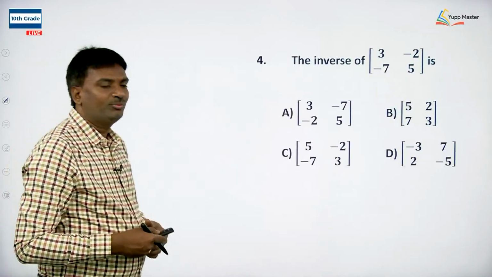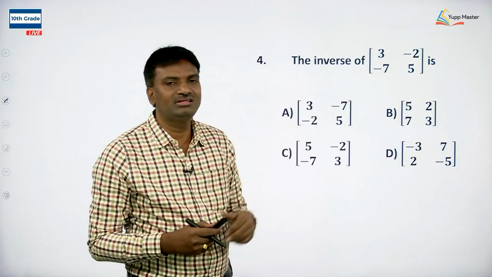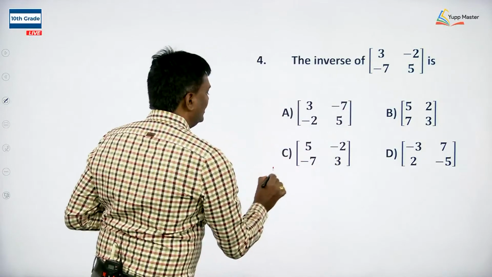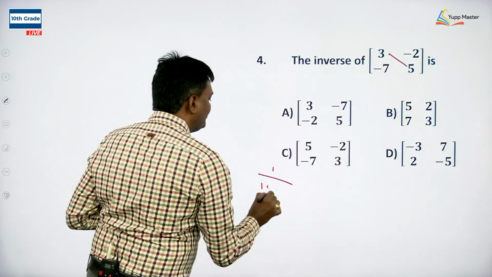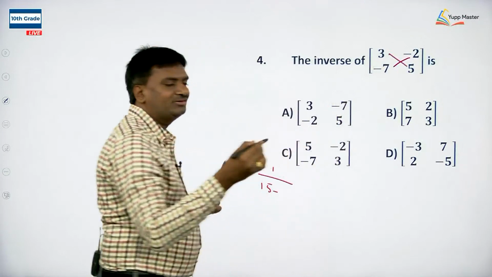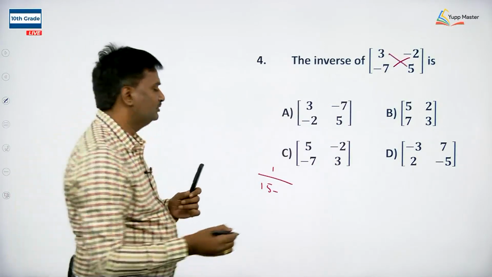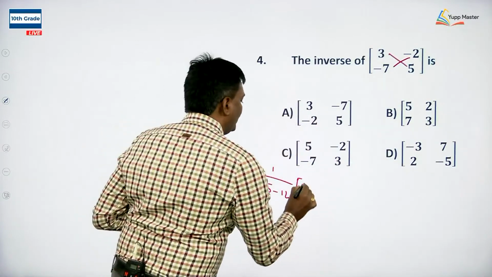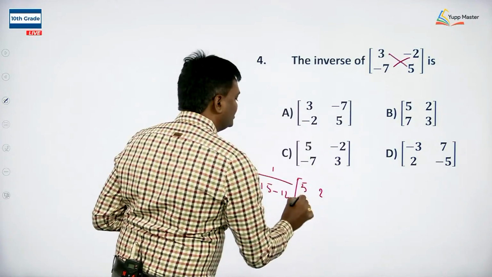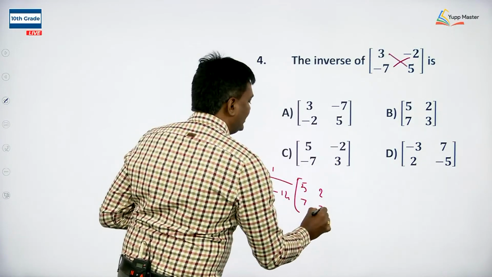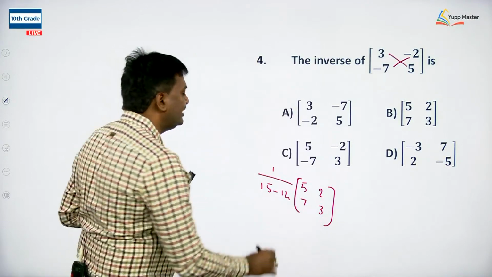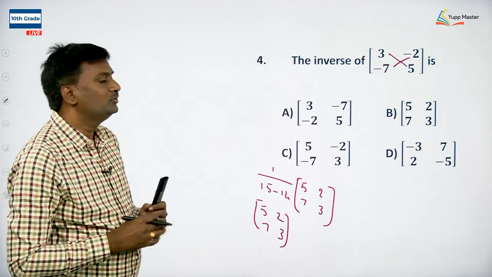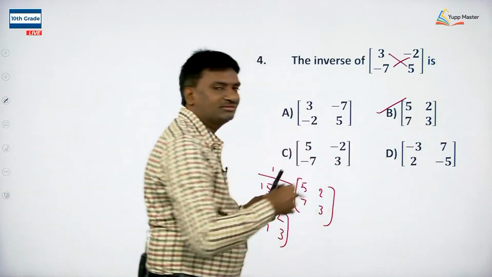So, this is also just like the above problem. Here also, if we suppose that this is the matrix A, again 1 by (ad minus bc) into [d, minus b; minus c, a]. 1 by 3 into 5, 15, minus 7 into minus 2, plus 14, so that is minus 14, into [5, minus of minus 2, that is plus 2; minus of minus 7, that is plus 7, a, that is 3], where 15 minus 14 is 1. So, that is [5, 2; 7, 3]. According to the options, we have option B, just like the above problem.